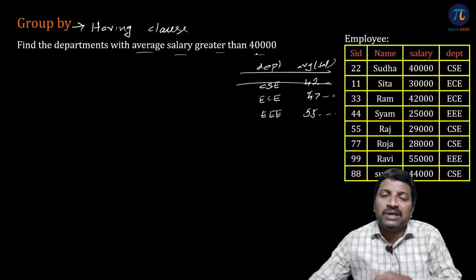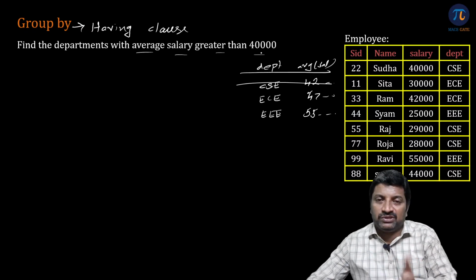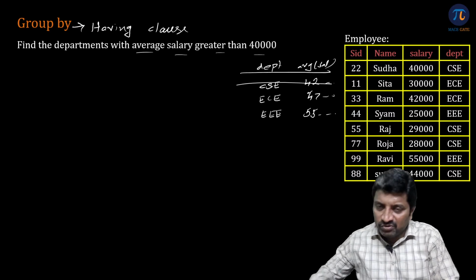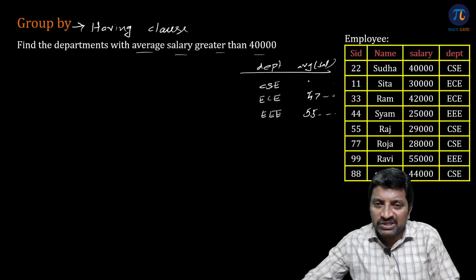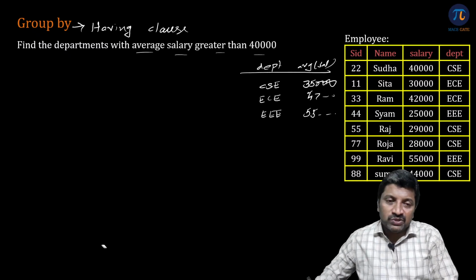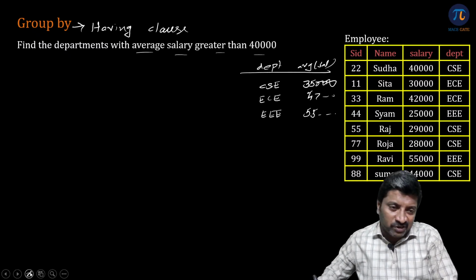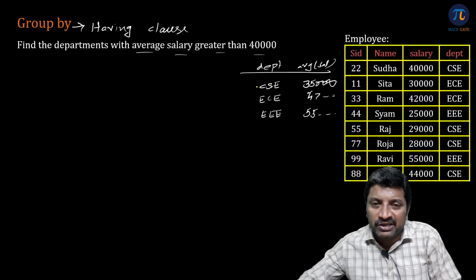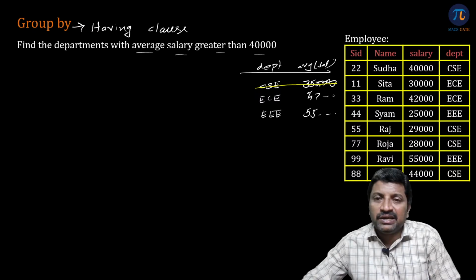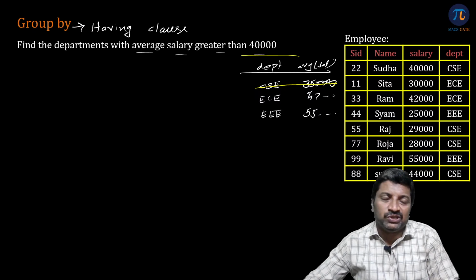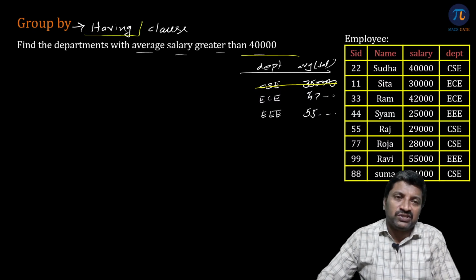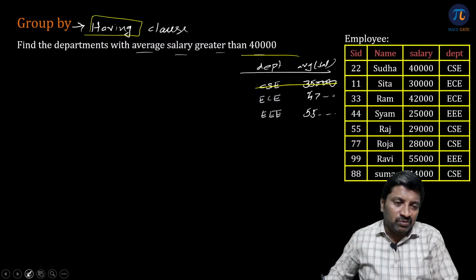Right? Like that, they gave greater than 40,000. Or to make it clearer, let's take it like this. Suppose the CSE department average is 55,000, and another is 35,000. So after finding the average salaries department wise, I want only the records whose average salary is greater than 40,000. For that we need to use the having clause. Okay, then how to write the having clause?